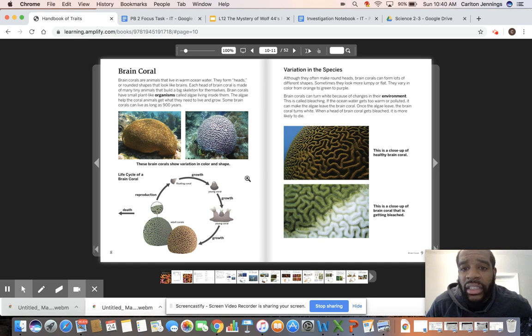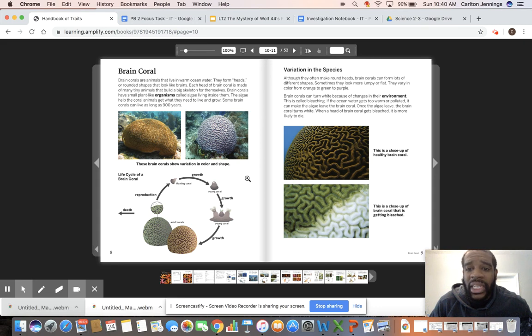Variation in the species. Although they often make round heads, brain corals can form lots of different shapes. Sometimes they look more lumpy or flat. They vary in color from orange to green to purple. Brain corals can turn white because of changes in their environment.